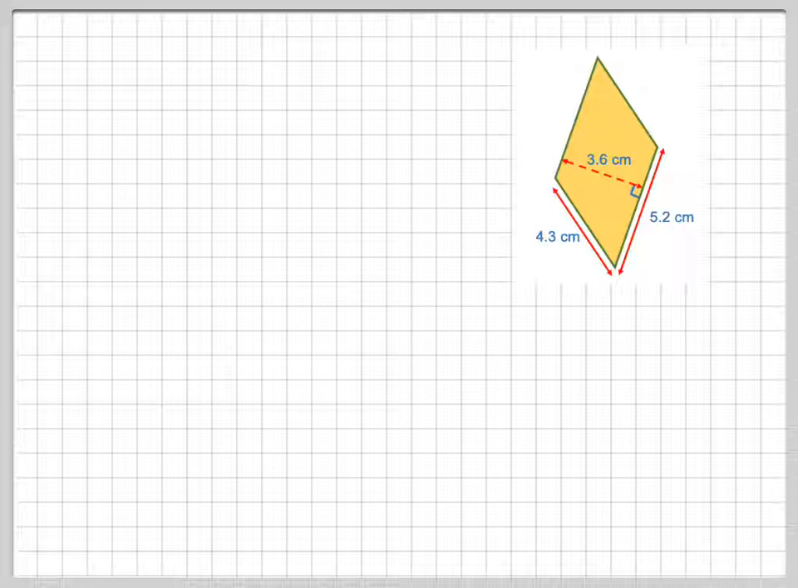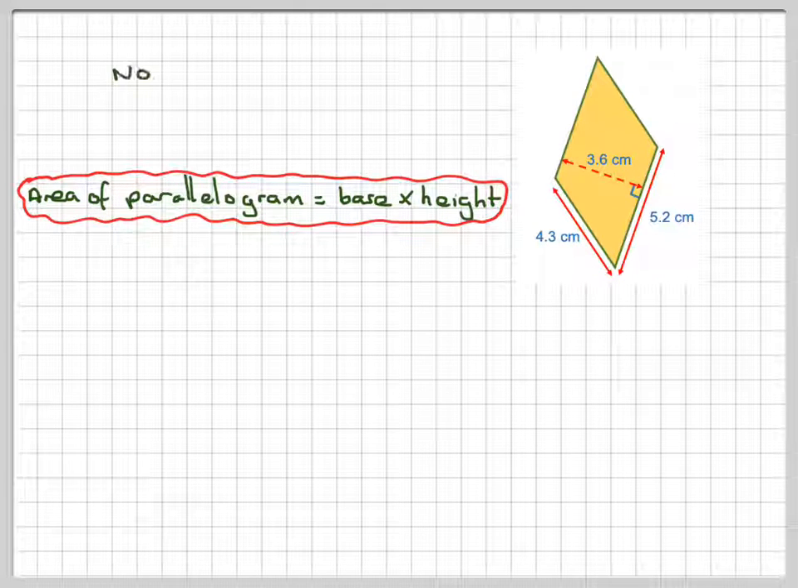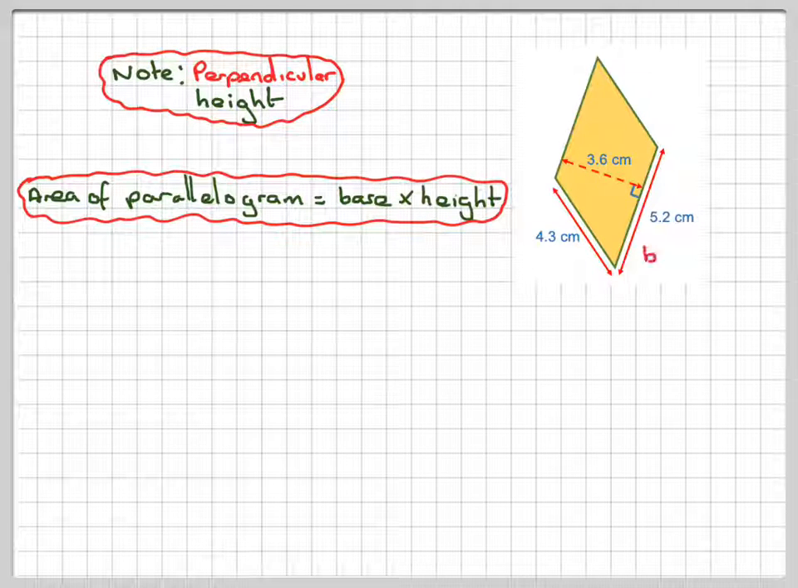Now, for the second parallelogram, it's drawn on its side. The area of a parallelogram is still the base times the height. So the base will be this one. And note the height is what we call the perpendicular height. So this will be the base. And the perpendicular height is this one here, which is at 90 degrees to the base. So we don't need this piece of information here.